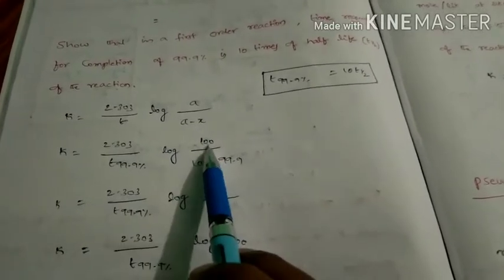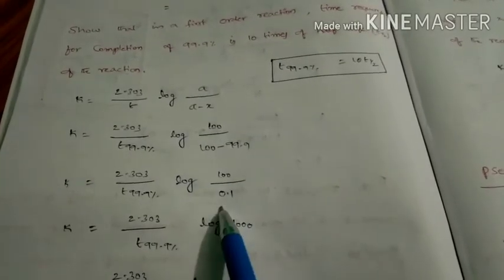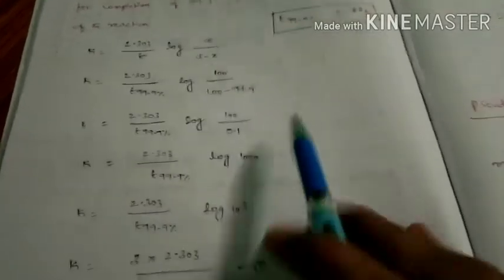In such case we have to assume like this: 100 by 100 minus 99.9. Then here in denominator 0.1 comes. Then in numerator this value becomes log 1000. Log 1000 is nothing but log 10 cube, that means 3 log 10.